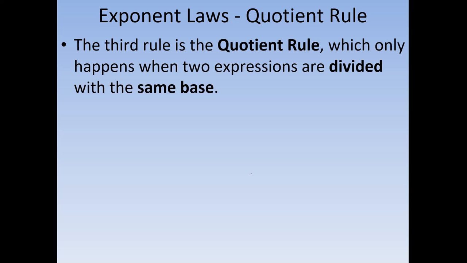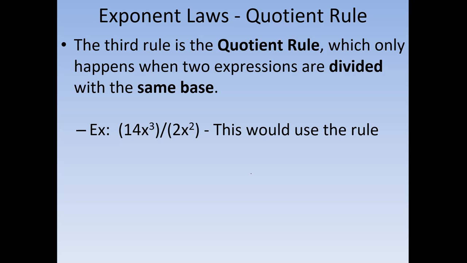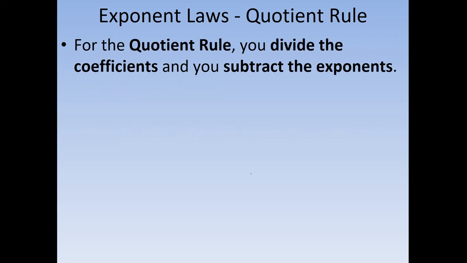So the quotient rule is when we end up having division. And just like before, it has to be division with the same base. So if we go back to that previous scenario, we actually do have the same base, a and b. Though I'm going to do this scenario here where we have 14x cubed divided by 2x squared. So this would also use the quotient rule. We have two expressions, same base, and then being divided. Alright, so for the quotient rule, you're going to divide the coefficients and you subtract the exponents.